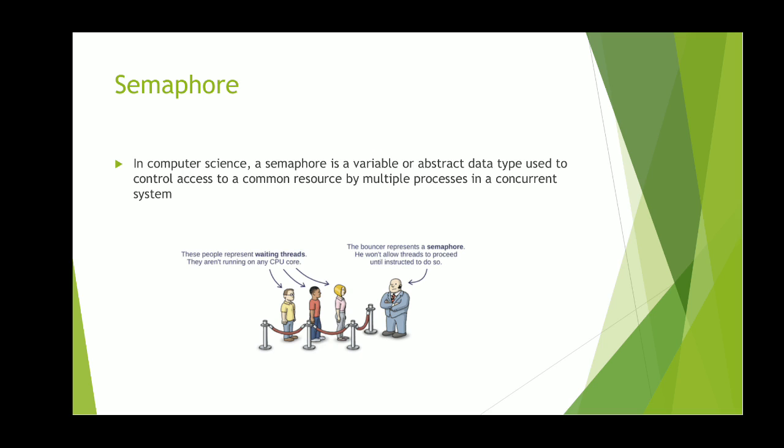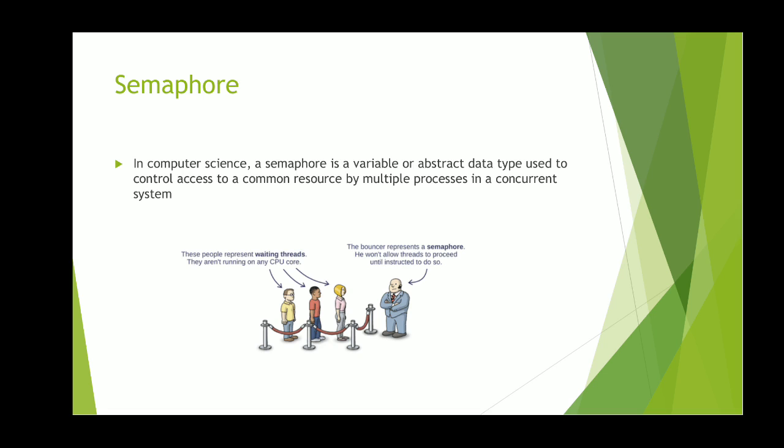If the nightclub is filled, then the security will wait for one person to leave. If one person leaves, then the security will allow one person to enter the nightclub. And if the nightclub is empty or partially empty, it will allow the person to enter. So here the security acts like a semaphore, and depending on the number of persons in the nightclub, it will allow the person to enter, or in other words, the semaphore will allow the process to access the resources.